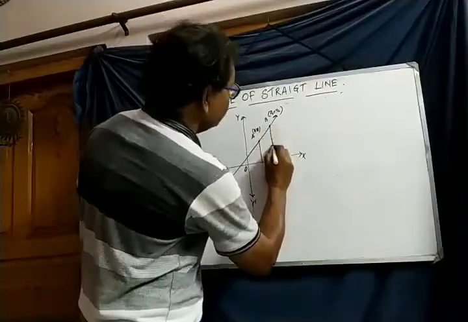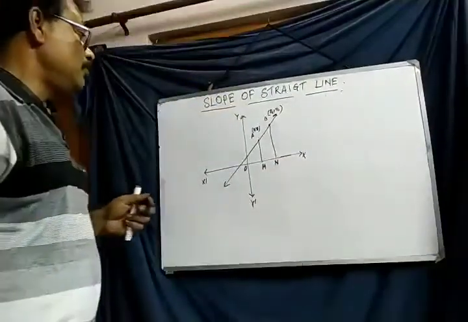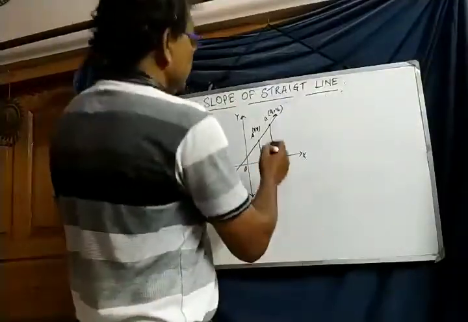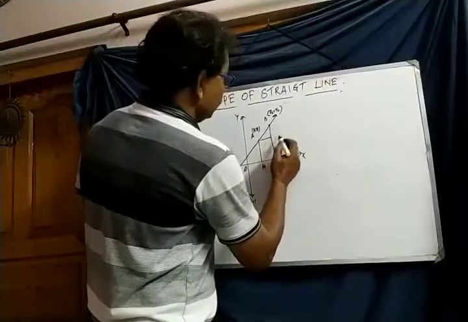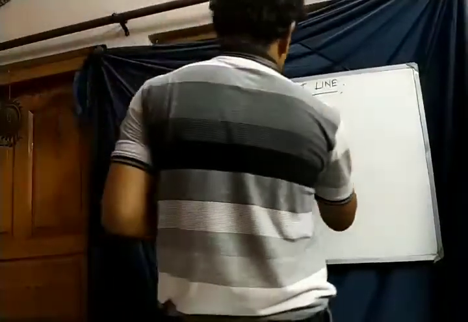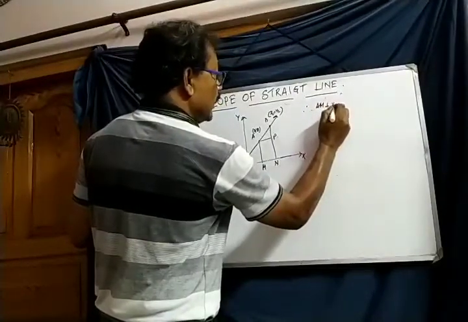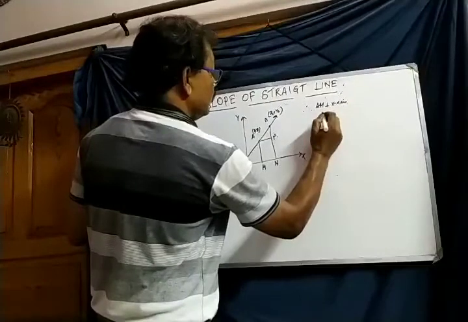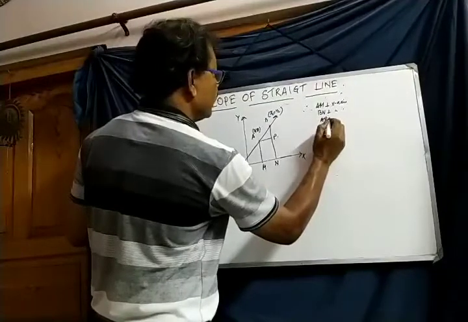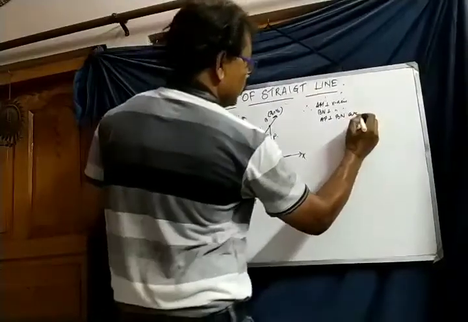AM and BN, 2 perpendiculars are drawn from A to x-axis and B to x-axis. AP is another perpendicular drawn from A to BN. Therefore, AM is perpendicular to x-axis, BN is perpendicular to x-axis, and AP is perpendicular to BN.